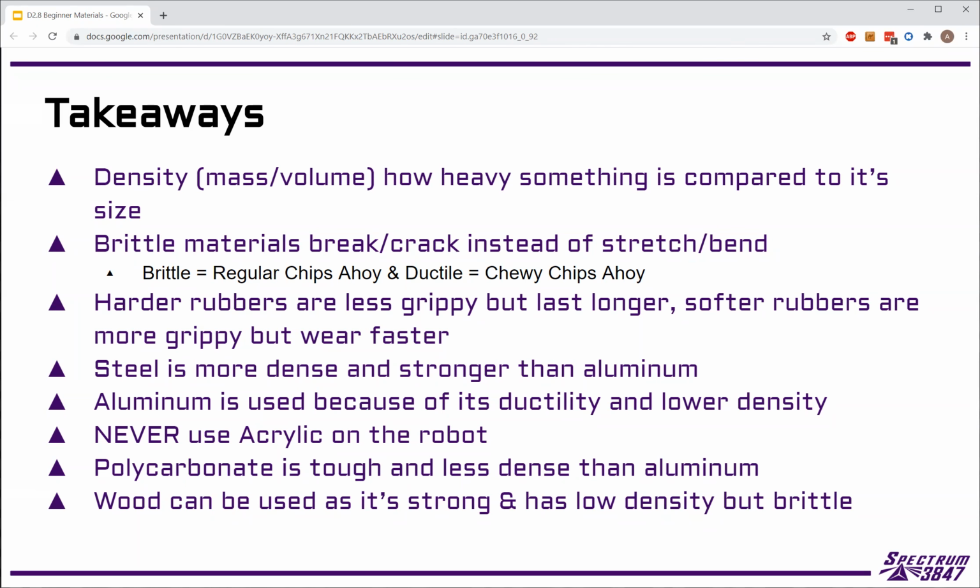Very important to never use acrylic on the robot. We also use polycarbonate a lot on the robot because it is tough and it's less dense than aluminum. And then wood can be strong and has a low density. So there are very specific use cases for it on the robot, but we don't default to just making things out of wood on the actual competition robot.